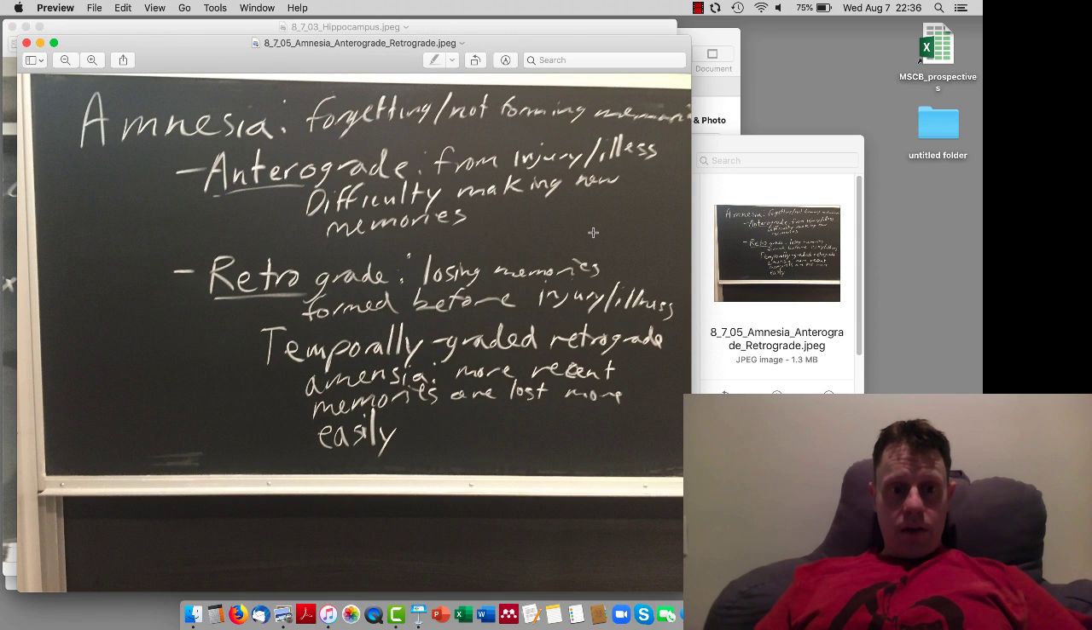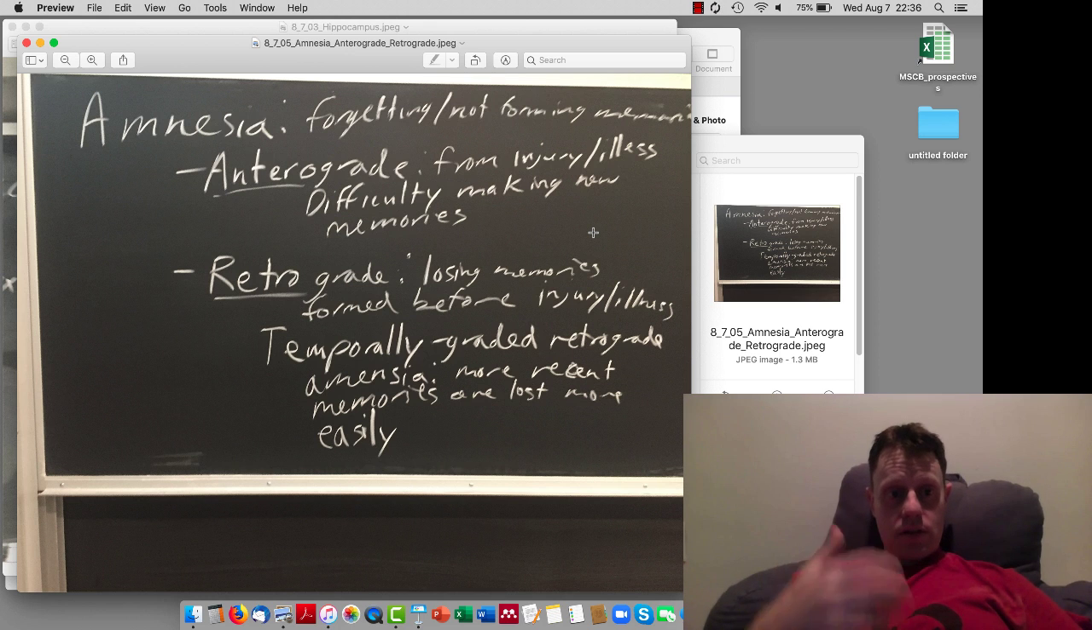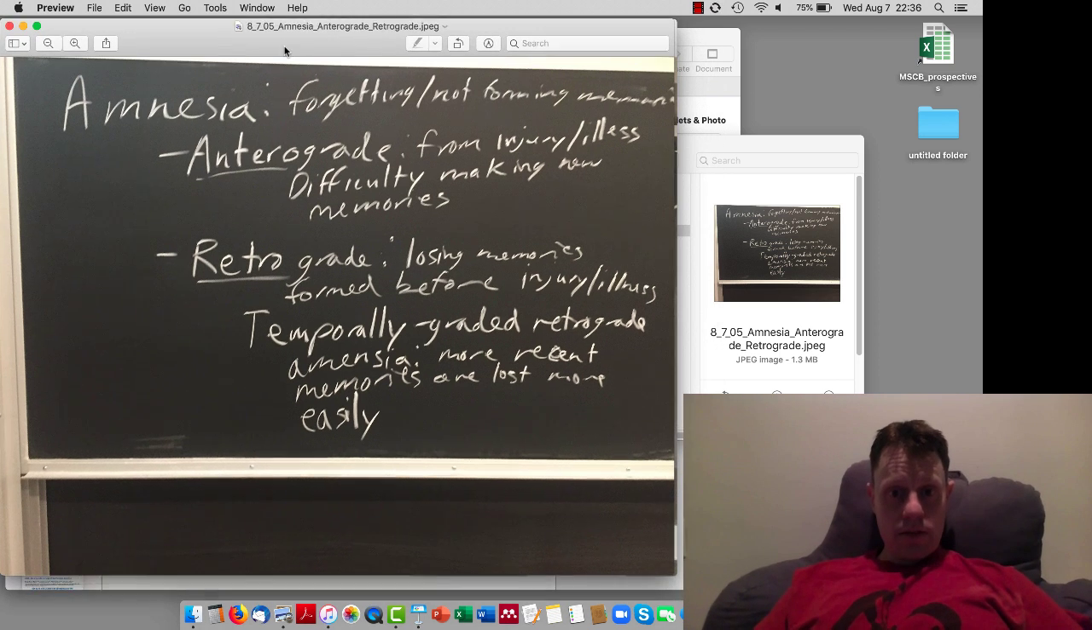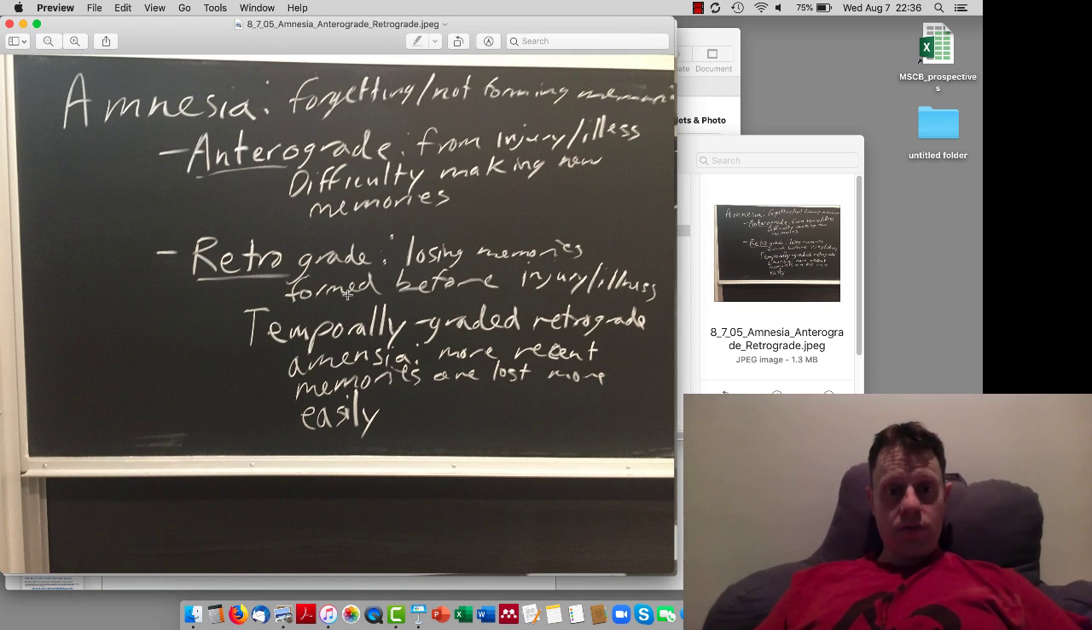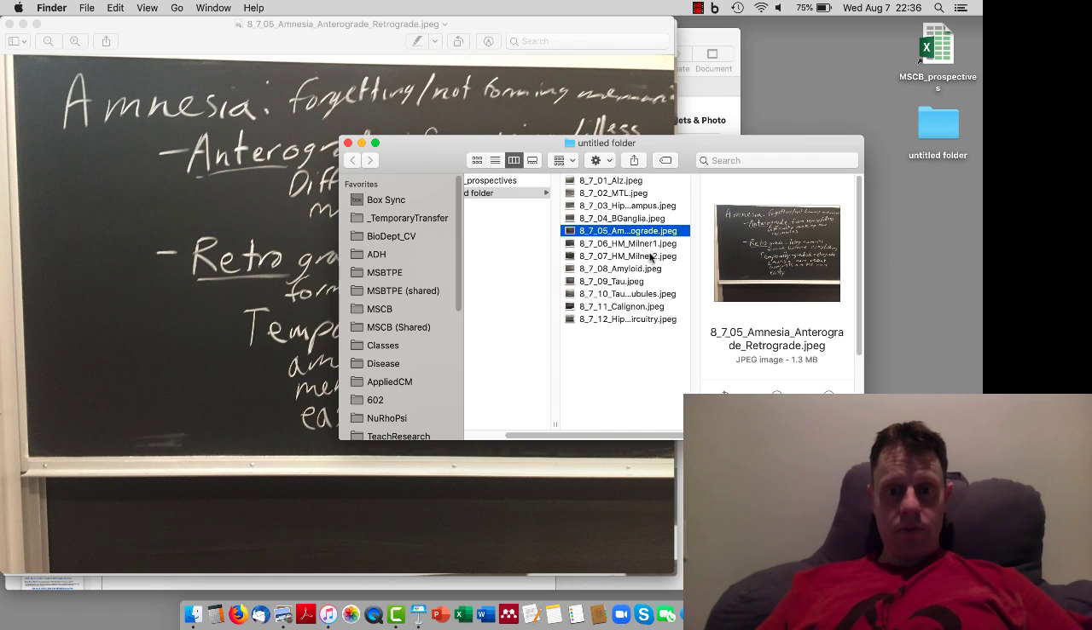We also talked about amnesia and how it's classified as anterograde amnesia, which is forgetting new things, the inability to form new memories, and retrograde amnesia, which is losing previously formed memories. Retrograde amnesia is usually temporally graded, so recently formed memories are more likely to be lost, especially when the hippocampus is damaged, because that's where the recently formed memories are stored.